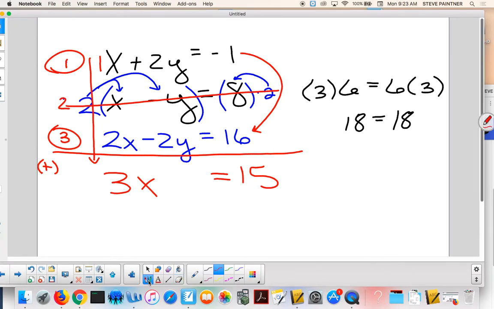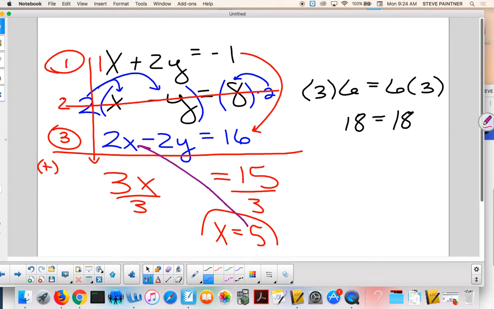3x equals 15. Divide by 3. X is 5. Right? Okay. Your job is to go find the other variable, that'd be y. Where do you put the 5?